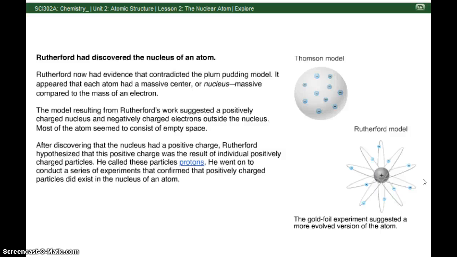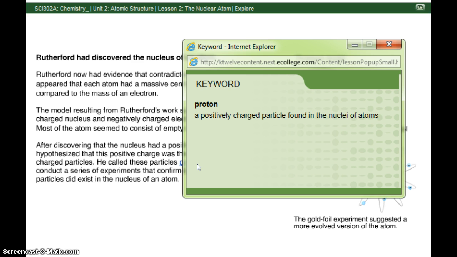After discovering that the nucleus had a positive charge, Rutherford hypothesized that this positive charge was the result of individual positively charged particles. He called these particles protons. He went on to conduct a series of experiments that confirmed that positively charged particles did exist in the nucleus of an atom. So he said it's not just one big positive solid ball, but there's actually a bunch of little ones, a bunch of protons inside. Proton: a positively charged particle found in the nuclei of atoms.